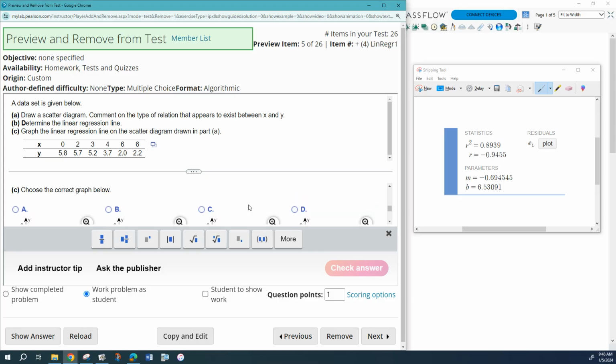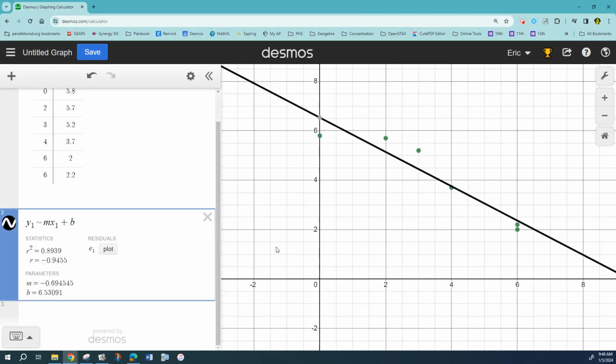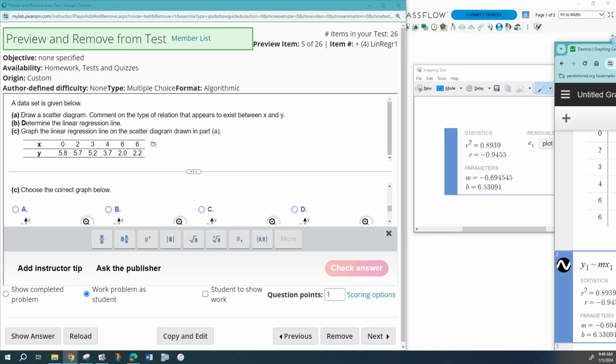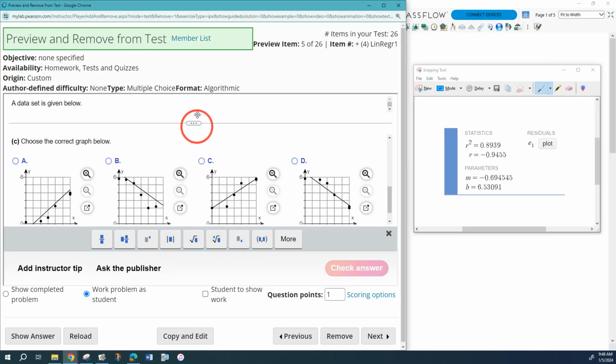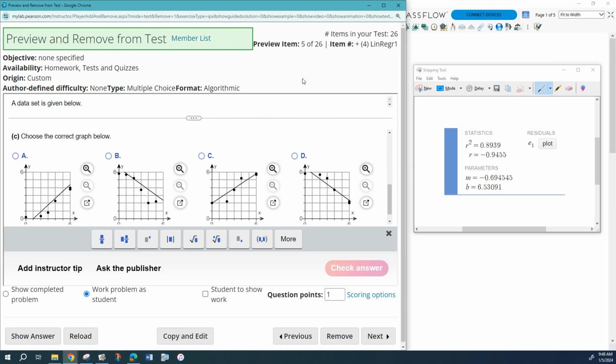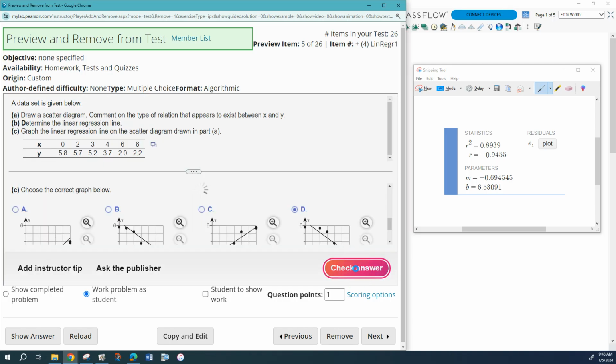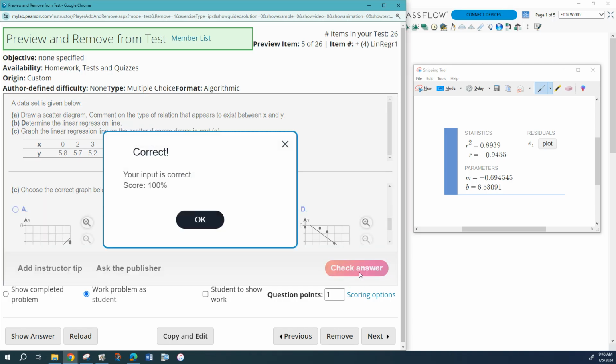And then we want to choose the correct graph below of the regression line graphed over the top of the scatter plot. So all you'd have to do there in Desmos is graph it, and there it is, right there, right? That's it. And so we would just match that picture to the correct graph, which is going to be, you tell me, which one, A, B, C, or D? D. Yep. Okay. And that's it.